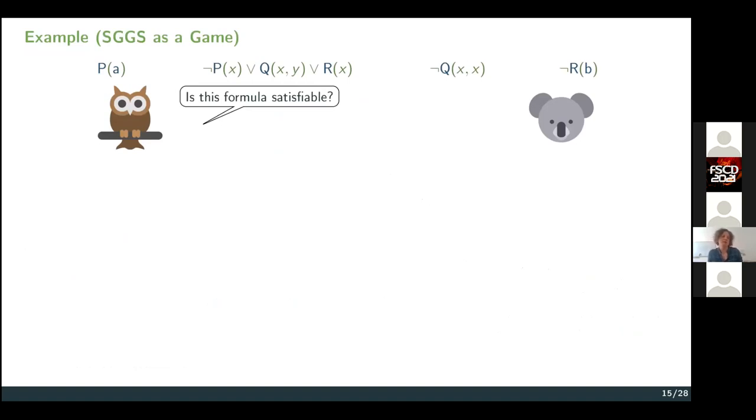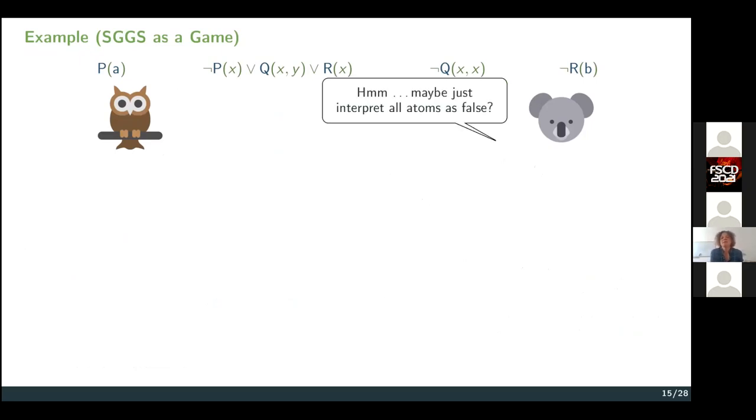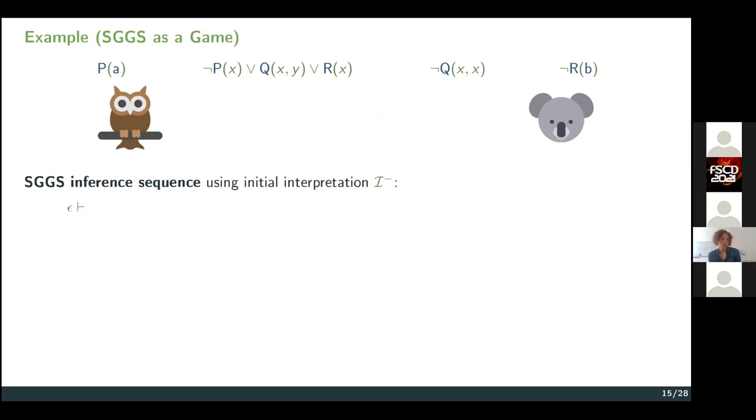So we can consider SGGS as a game between two players. We have the owl, which is a meticulous proof checker, and we have the koala, its antagonist, which is a lazy guy who tries to find the simple solution. Okay, so the owl wants to know whether the formula is satisfiable. Then one possibility as a lazy way to try to solve the problem is to just interpret all atoms as false. So we make a guess for an interpretation. So this corresponds to an SGGS inference sequence where we use the initial interpretation I minus, everything interpreted as false.